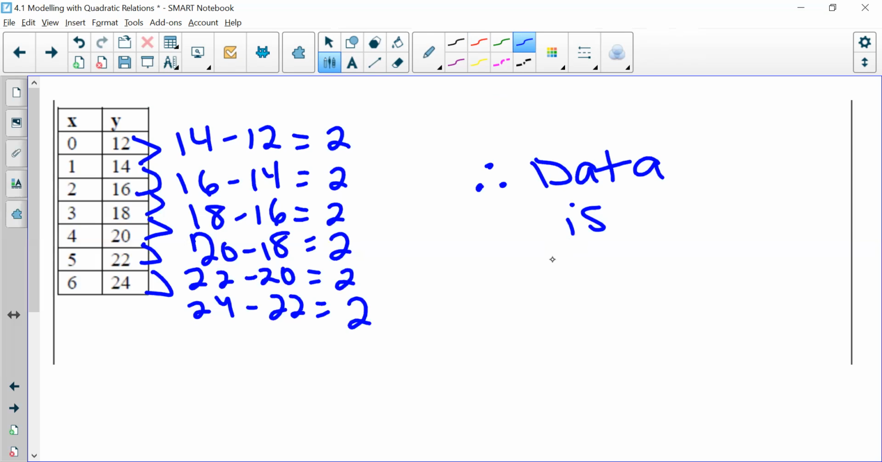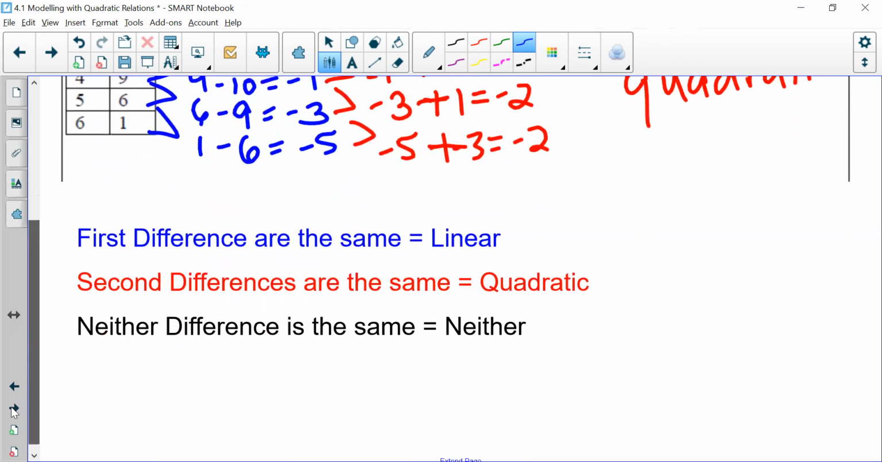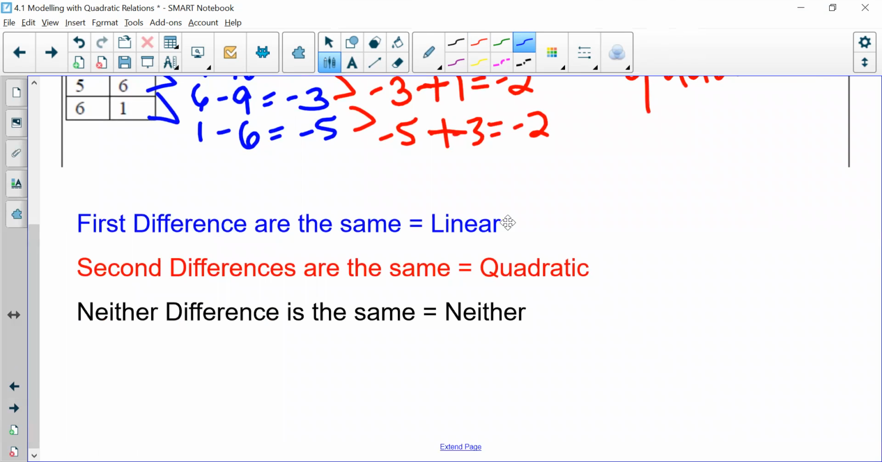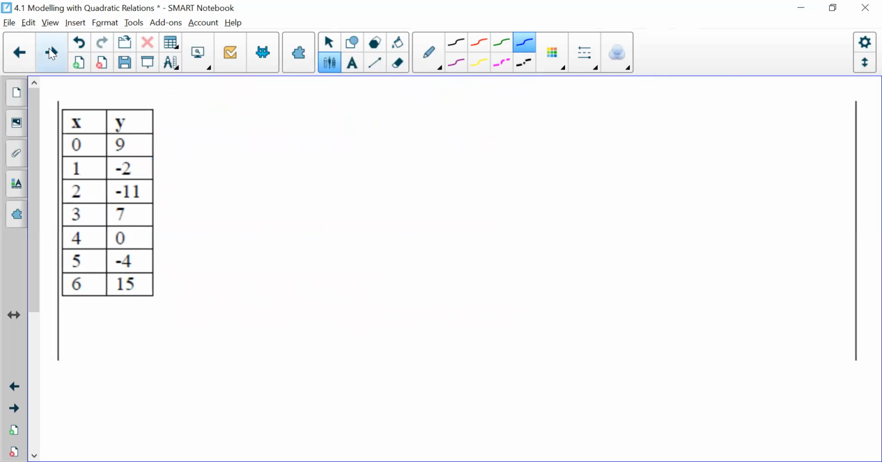I think it says quadratic. Quadratic would be if we had to do it 2 times. Oh, shoot, never mind. Yeah, I'll write linear, and then I'm going to go back here for a second. And you guys can have these notes when you take your test here. If you only have to do it 1 time, Maya, it's going to be a linear function. If you have to do it 2 times, it's quadratic. If it doesn't ever work out to be the same number, then it's neither. Okay? Okay, let's try this one.